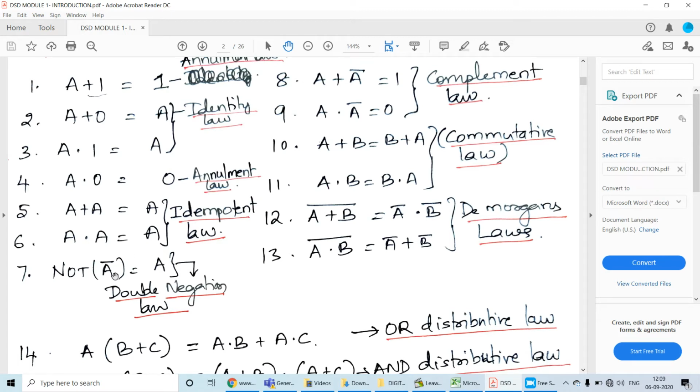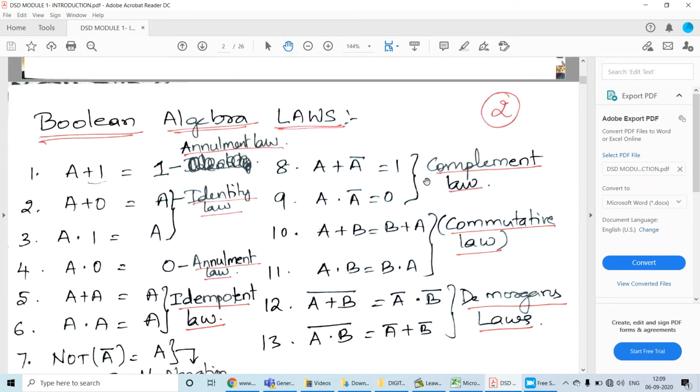Now think A equals 0. 0 bar is 1. Not of 1 is again 0. So not of A bar will be equal to A. I will repeat again. Think A equals 0. Now if A is 0, 0 bar is 1. Not of 1 is again 0. So I took A was 0, so not of A bar is again A. I got 0, so A is nothing but 0 initially, which I assumed.